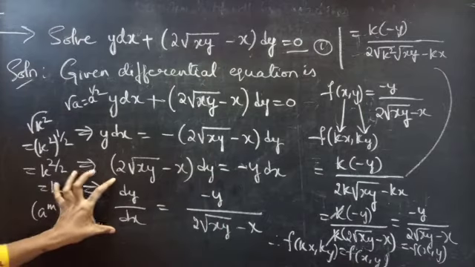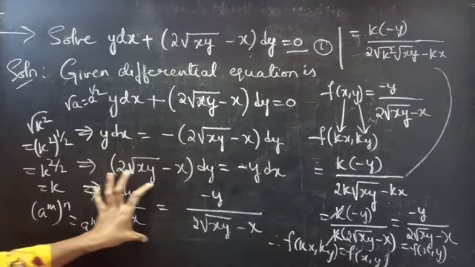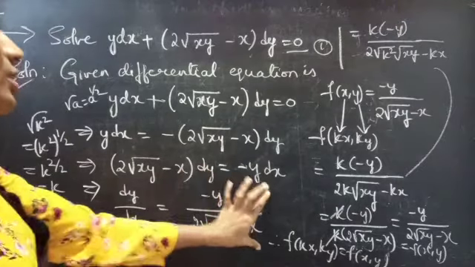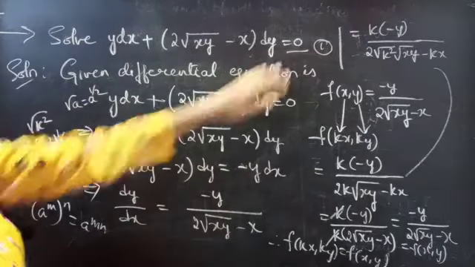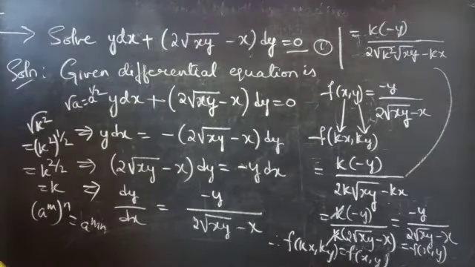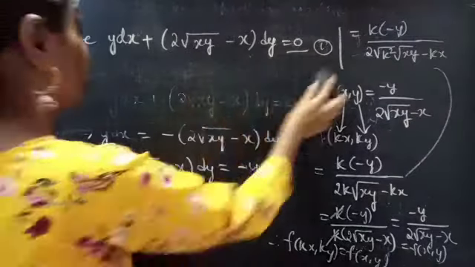Since we are having dy by dx equals to a homogeneous function, we call it a homogeneous differential equation, which means that the given differential equation is a homogeneous differential equation, right? Fine.